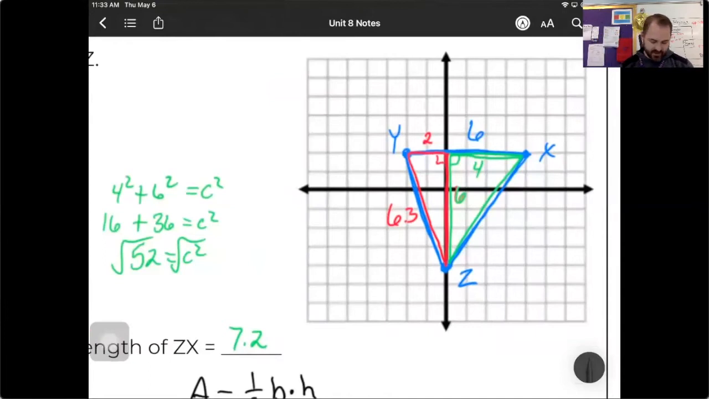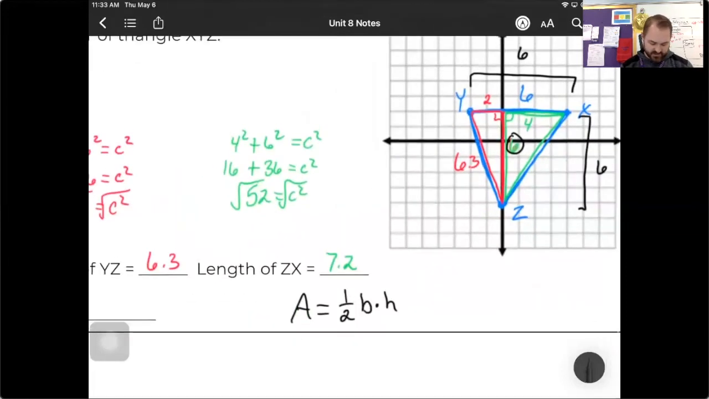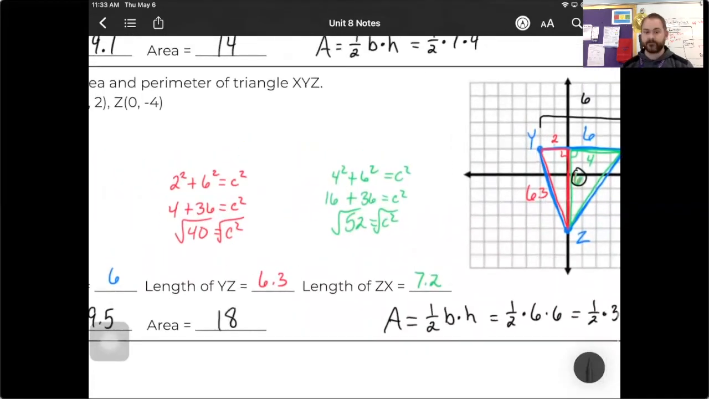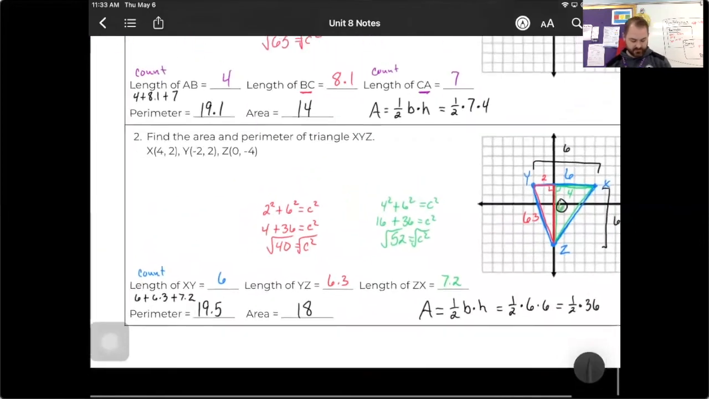So this time I'm going to use my base of 6, and then my height is also 6 when I count that. Okay, that's that 6 right there. So base and height are both 6. So 1/2 of 6 times 6 gives me 1/2 times 36, or half of 36, which is 18. So that's the area of that triangle.